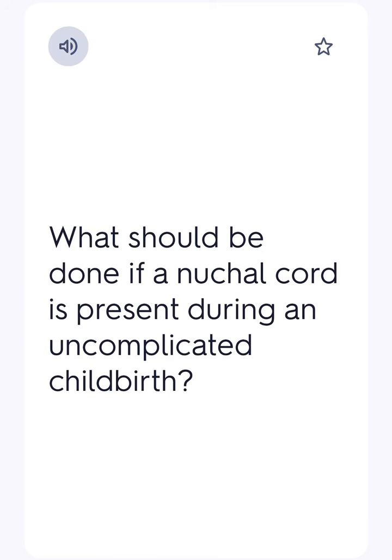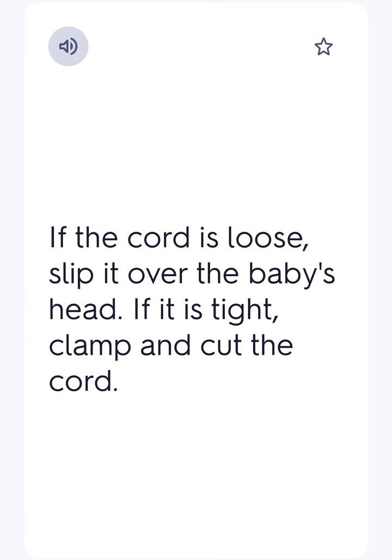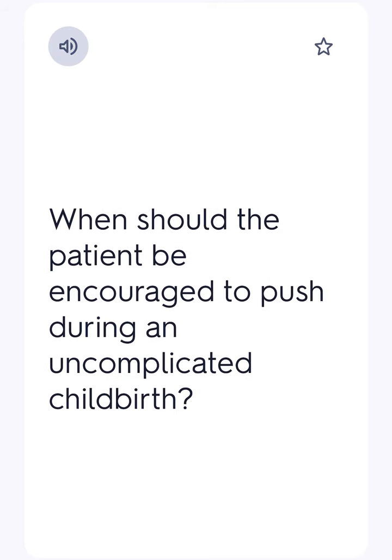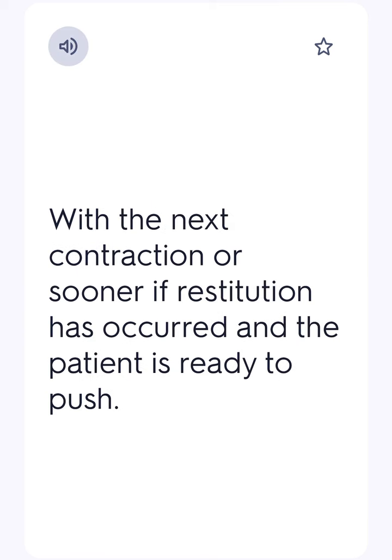What should be done if a nuchal cord is present during an uncomplicated childbirth? If the cord is loose, slip it over the baby's head. If it is tight, clamp and cut the cord. When should the patient be encouraged to push during an uncomplicated childbirth? With the next contraction or sooner if restitution has occurred and the patient is ready to push.